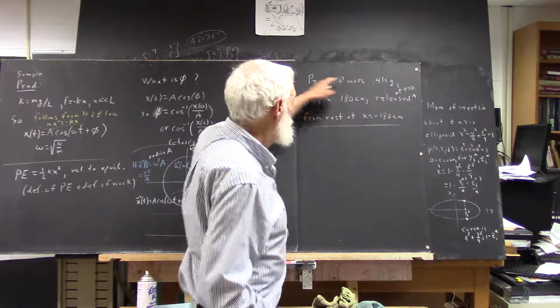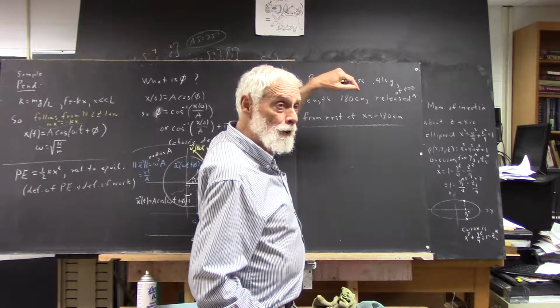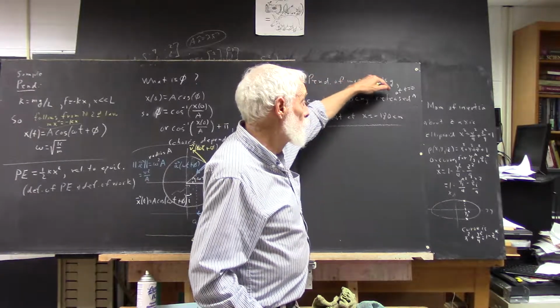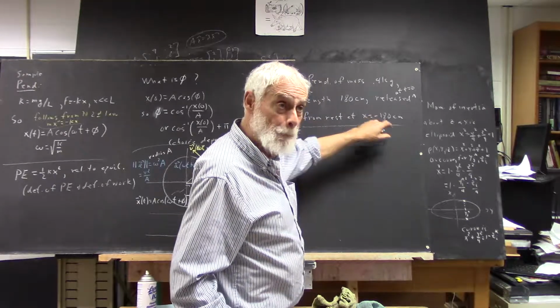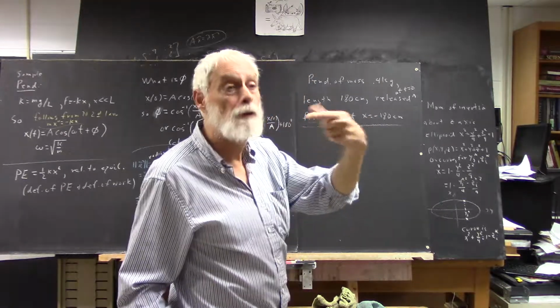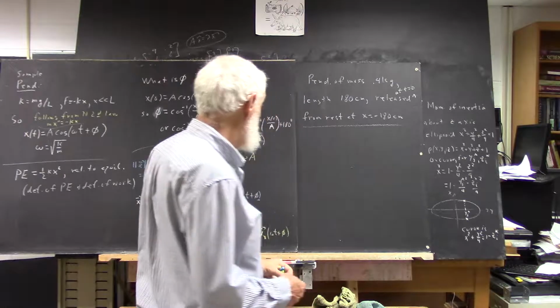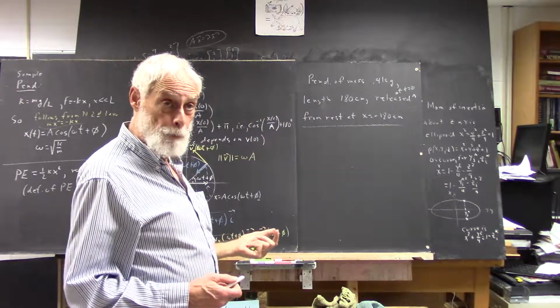Okay, got a pendulum, mass 0.4 kilograms, 180 centimeter length, released from rest at t equals 0 from position x equals negative 180 centimeters, right? We could draw a picture, and you should, but I'm going to skip that for the moment because you know what it looks like, okay?